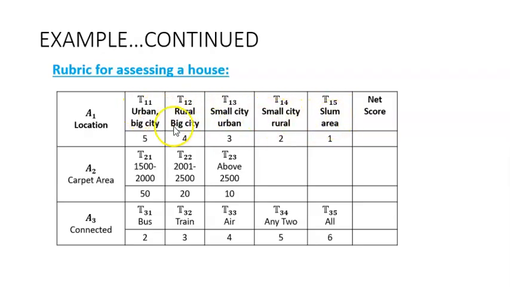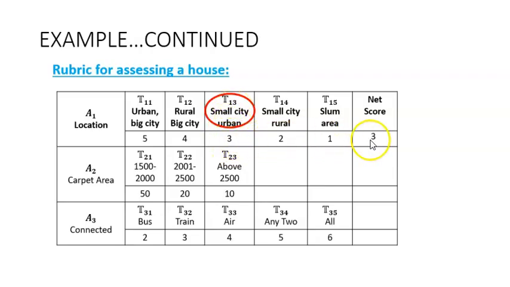You see in the first column you have attributes A1, A2, A3. Then for A1 you have the threshold values T1, T2, T3, T4, T5. This is urban big city, rural big city, small city, slum area, and so on. Just to make the representation small, we have these symbols. Otherwise you can just write urban city, rural big city, and so on. And these are the scores that we assign.